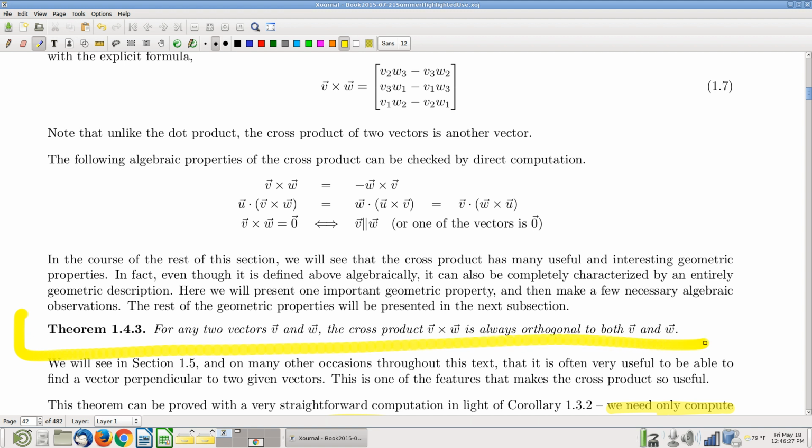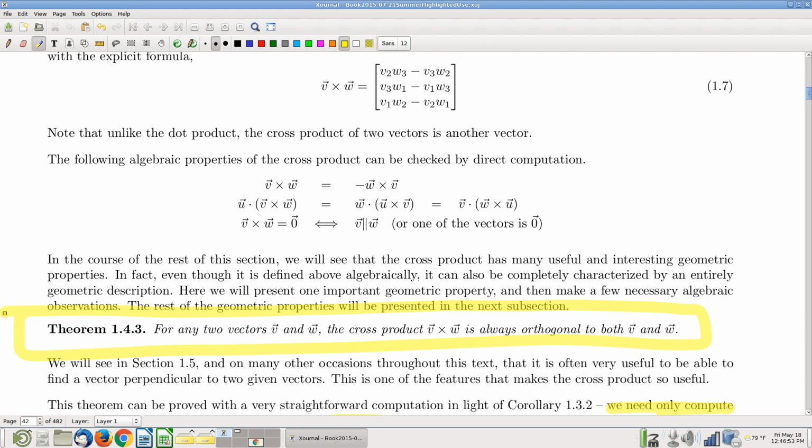Important theorem, one of the most important things we'll do with the cross product. If you take any two vectors V and W, and cross them to make V cross W, the product is always orthogonal to both of the input vectors. It's weird. You take any two vectors, like that vector and this vector, and the cross product of those two vectors is going to be perpendicular to both of them.